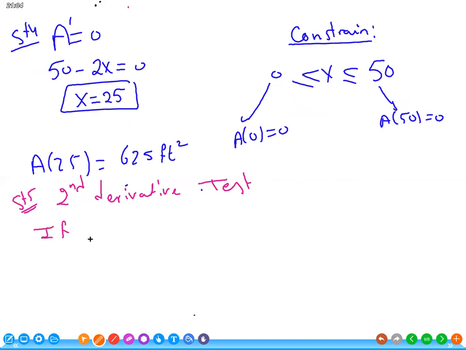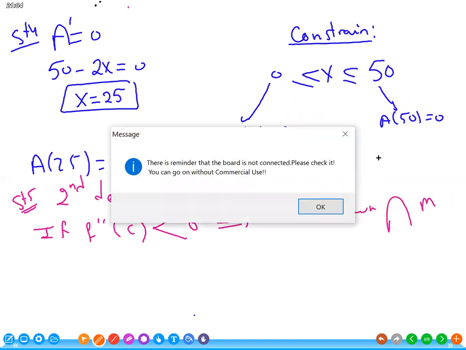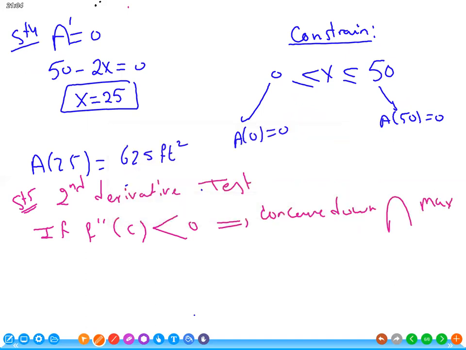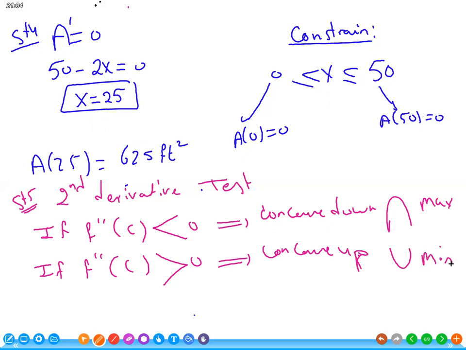That is, if the second derivative at the critical point is less than 0, it means it's concave down, so that represents a maximum. If the second derivative at the critical point is greater than 0, it's concave up. The function is concave up at that critical point, so it represents a minimum.